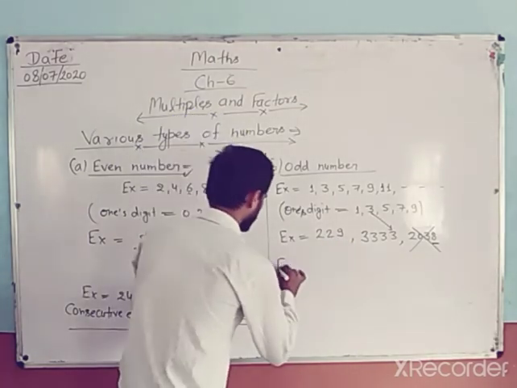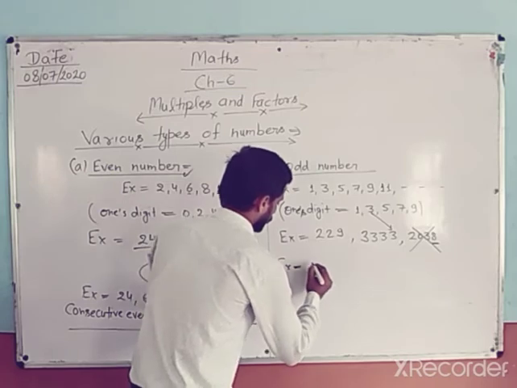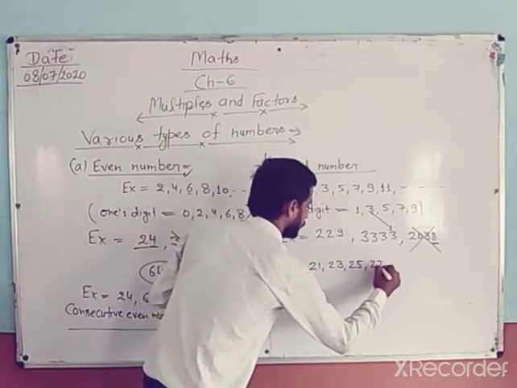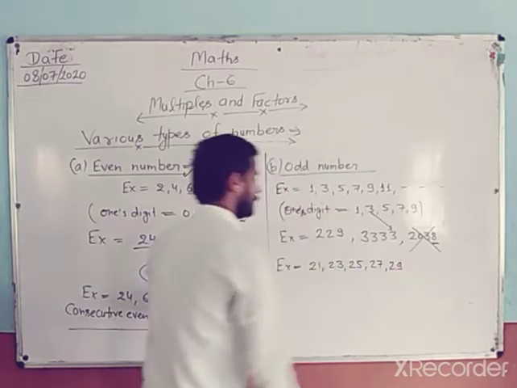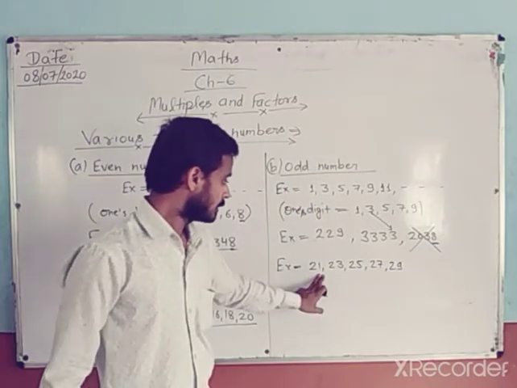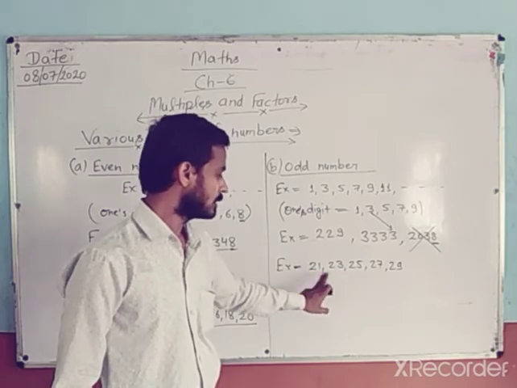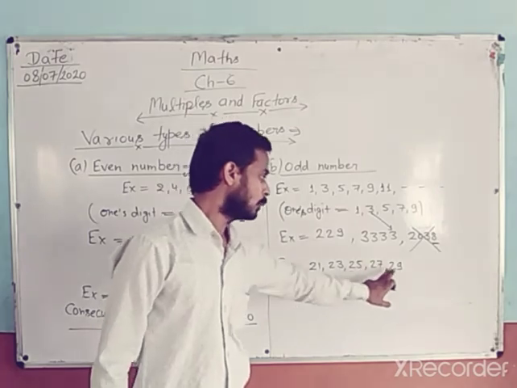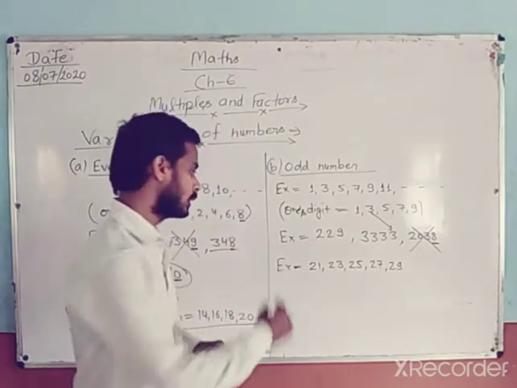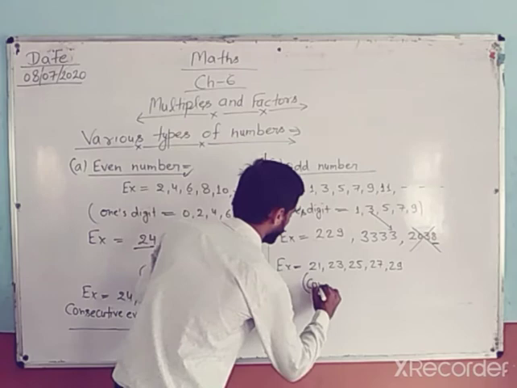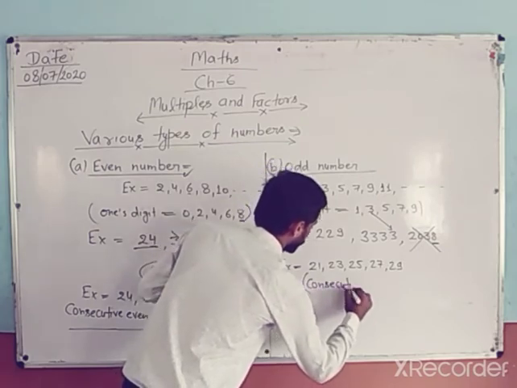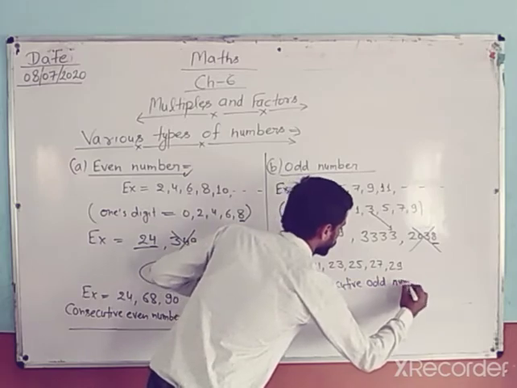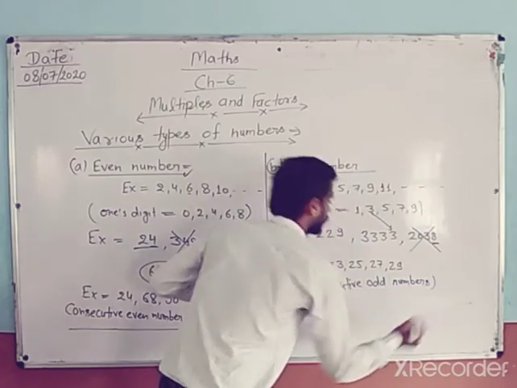But if we take 21, 23, 25, 27, 29, see, the difference is 2. 23 minus 21 is 2. 25 minus 23 is 2. 27 minus 25, 2. 29 minus 27 is 2. So they are an example of consecutive odd numbers. Clear?